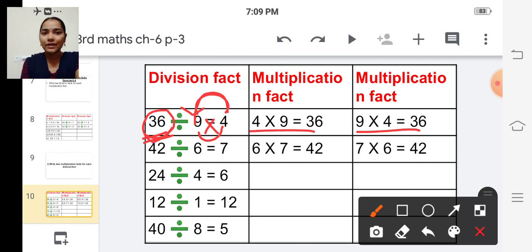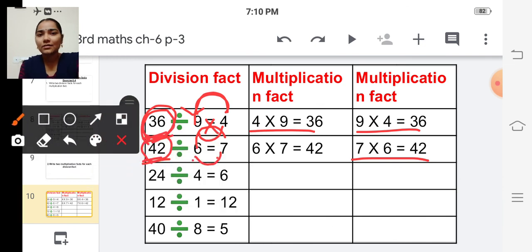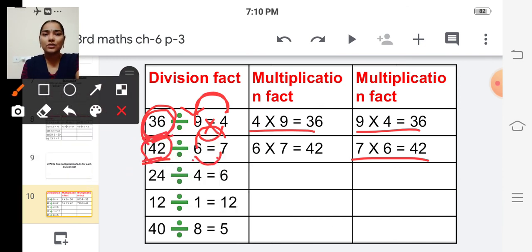So here the dividend is the product. Okay, the dividend is the product. Okay, the second one is, which one is product? 42, isn't it? 42 is the product of these two numbers. So how can we write two multiplication facts? So first one, 6 into 7 equal to 42. And next one is 7 into 6 which is equal to 42. So like that we can write. So for the remaining we are going to write.